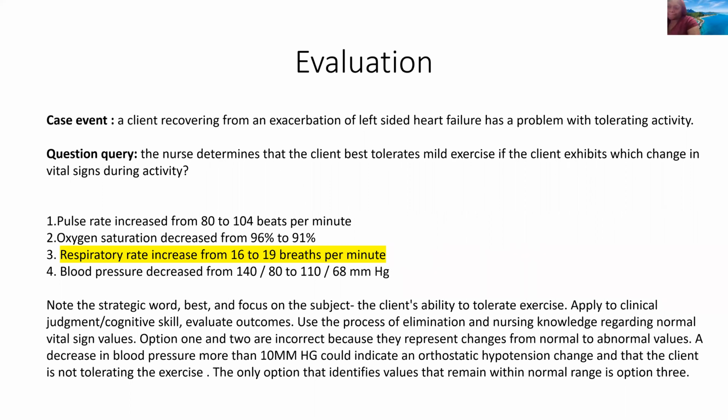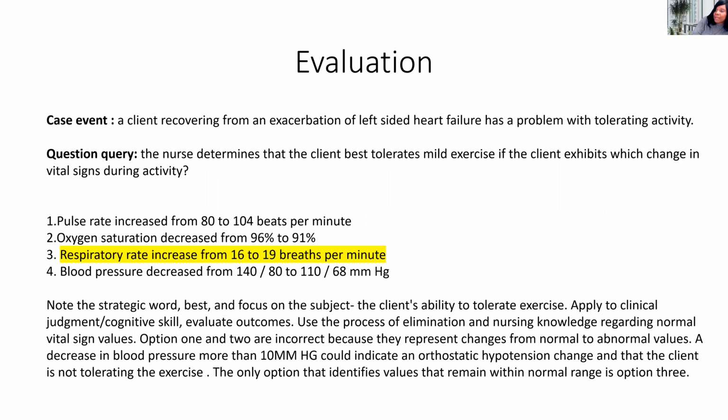All right, the excitement. So note again, the word best, focus on the subject, the client's ability to tolerate exercise. Apply clinical judgment, evaluate the outcomes, use the process of elimination. This is one of those where, of course, I could hear you all struggling. So I said, see what you can eliminate first. Of course, that drop in oxygenation, will we continue? Is the patient actually tolerating that exercise activity if their oxygen saturation is dropping, right? And someone made a good point, would the patient go from being 140/80 to their blood pressure dropping as an indicator of them tolerating that activity?